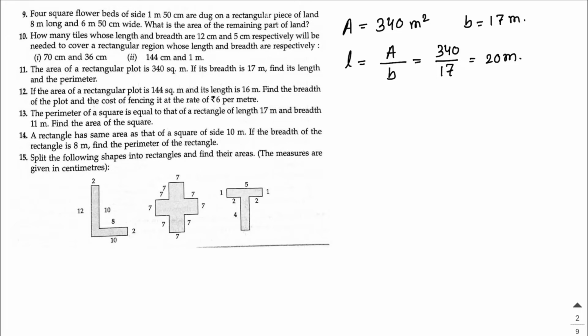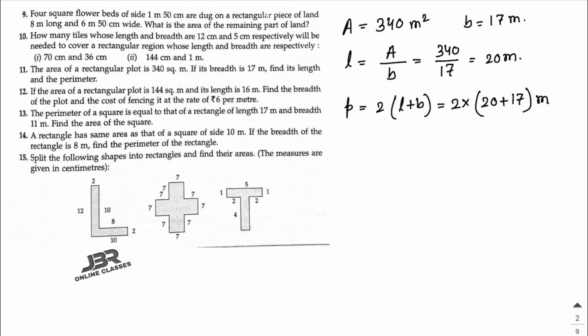The next one, you have to find out the perimeter. Perimeter formula is 2 into (length plus breadth). So 2 into (20 plus 17 meter), that means 2 into 37, so it's 74 meter. That is your second answer.